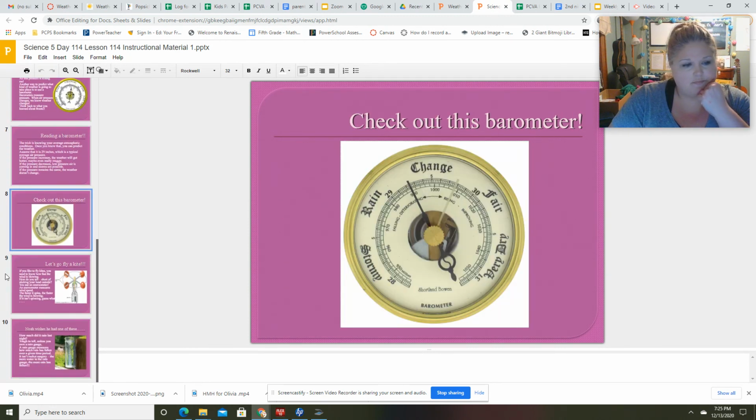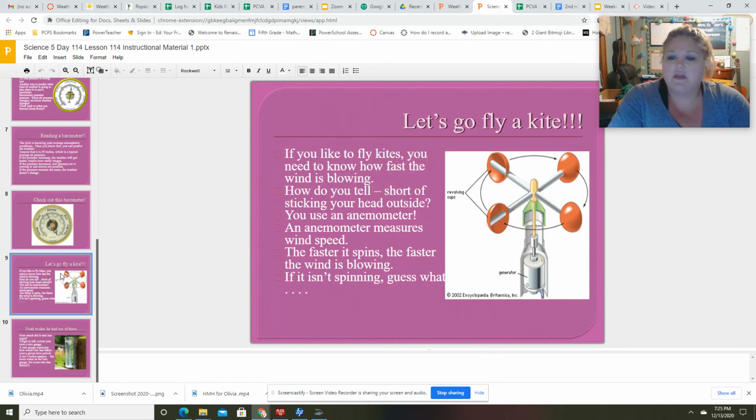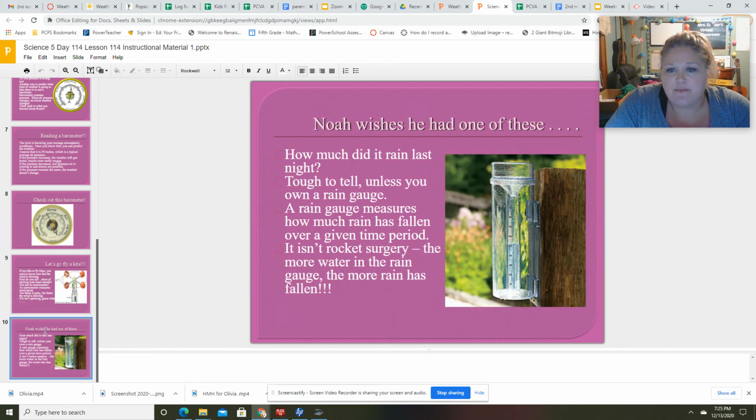Okay. And here is an anemometer. So this is what measures the wind speed. So the faster that it goes, the faster the wind's blowing. So the wind just gets in those cups and pushes it around. And there's the rain gauge, of course. And that's it.